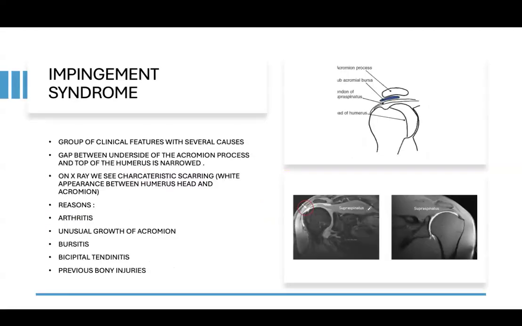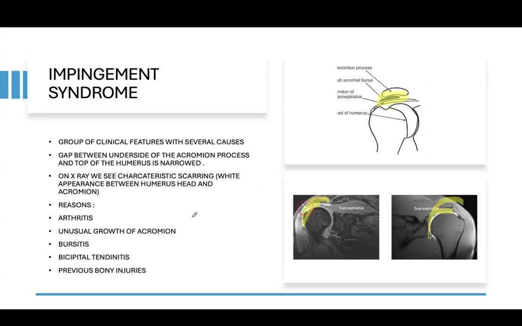That's pretty common sense. Now you're going to have impingement syndrome, which is a group of clinical features. What happens in impingement syndrome is the gap between the acromion process and the humerus, which is this gap over here, is going to be narrowed down. So all the structures that pass through this are going to be affected. On X-ray, we can see it as characteristic scarring. As you can see, this white matter indicates the scar that is caused due to impingement syndrome.